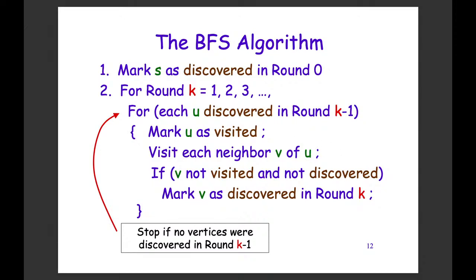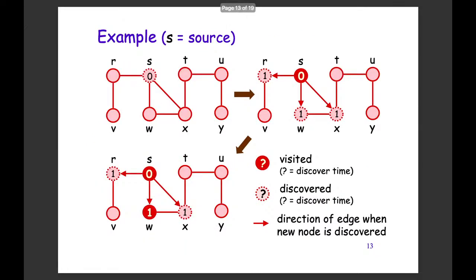Okay, let's see how this algorithm runs. Suppose that we are beginning with S, and the dotted line represents discovered. So we discover S here, but we do not visit it at this moment. But next time, we really visit it. When we visit it, we mark down the distance of this vertex from the source. So we mark it as 0.